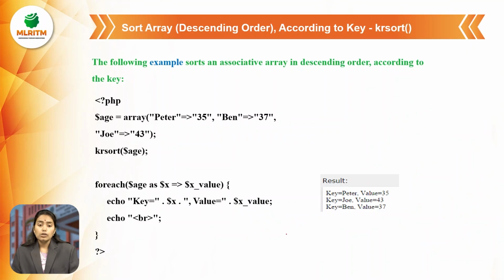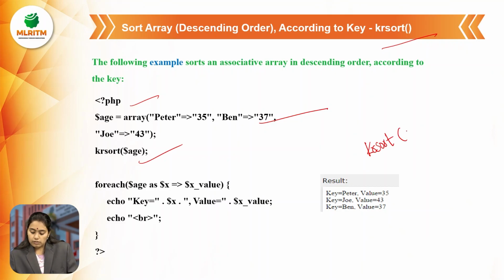Okay, let's go to sort array descending order according to the key. So now it is according to the key. So we are declaring the value, giving the key values, k sort. What is the function we are using? K sort of $age. K sort of $age. For each $age equal to $x implies $x value. Echo that key equal to $x, value equal to $x value. Echo BR. How it will print?